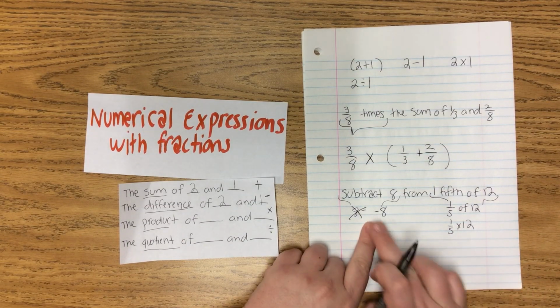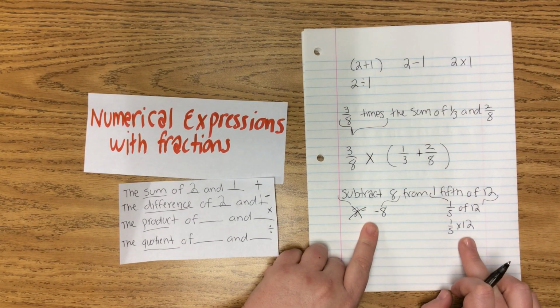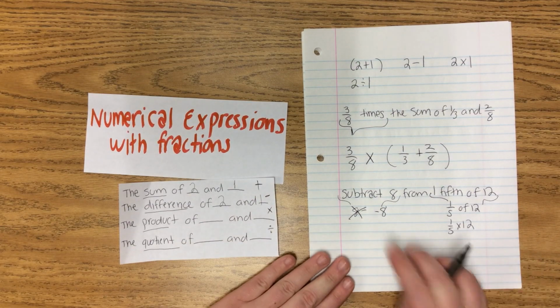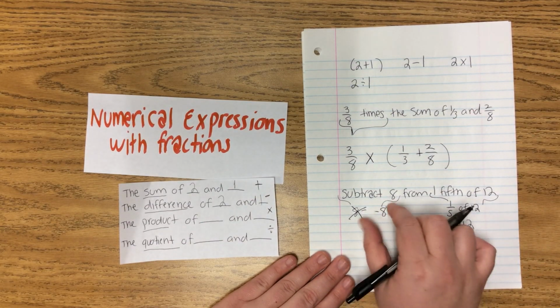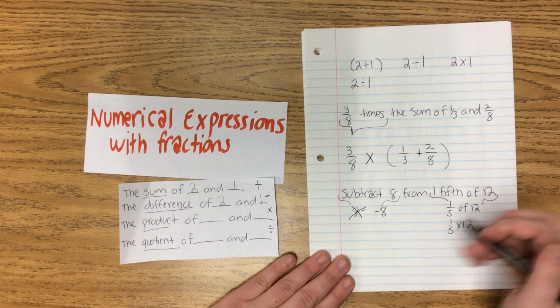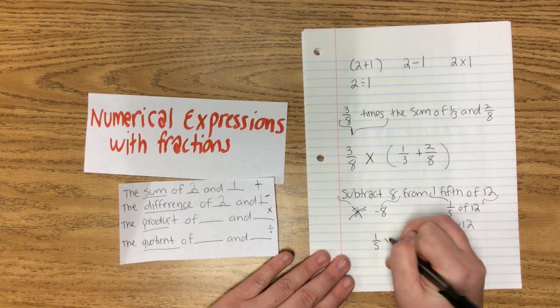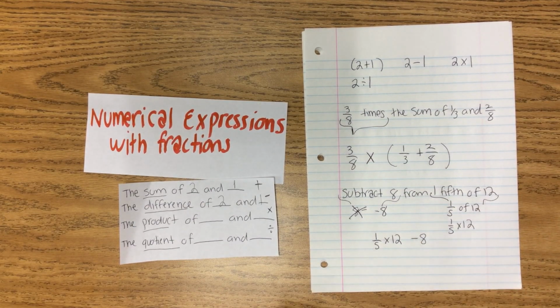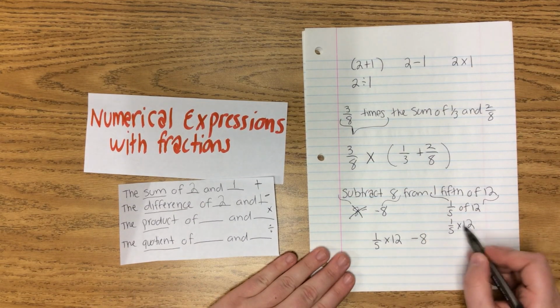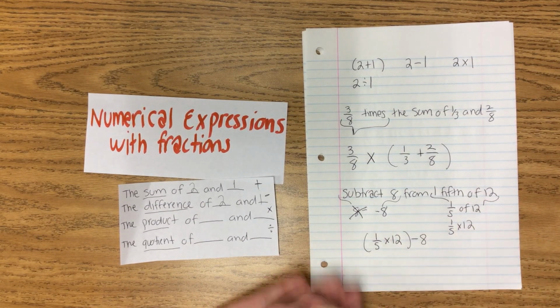So here are my two pieces, minus 8 and 1/5 times 12. So I'm going to combine them together, knowing that minus 8 has to be connected. That minus sign can't be floating. I need to connect it on to my equation. So I'm going to do 1/5 times 12 minus 8. And again, I'm going to use my parentheses rules. Whenever they give me a grouping of something, I'm going to put them in parentheses. So in this situation, my 1/5 times 12 is grouped. So I'm going to do (1/5 times 12) minus 8.